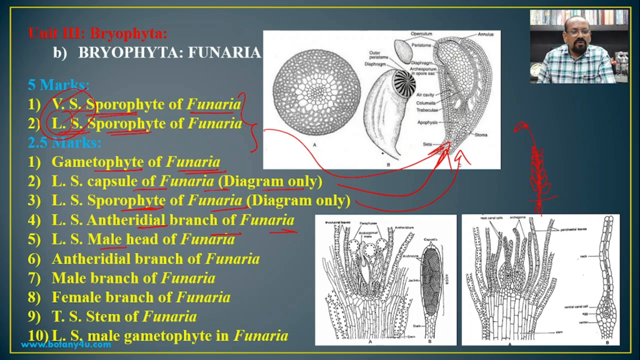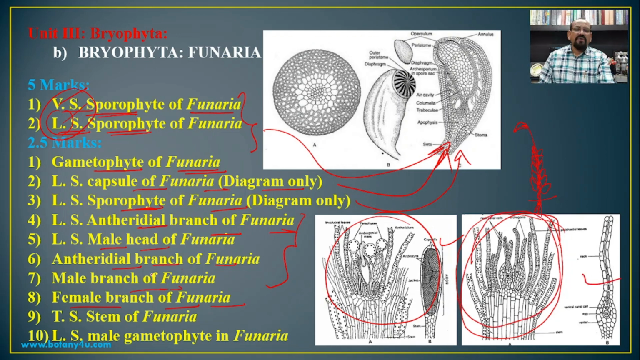Then LS of male head of Funaria and antheridial branch of Funaria, male branch of Funaria, all these are the same, and we have to provide this diagram along with the structure of antheridia. While in case of the female branch of Funaria, we have to provide this female branch structure along with the structure of archegonia.